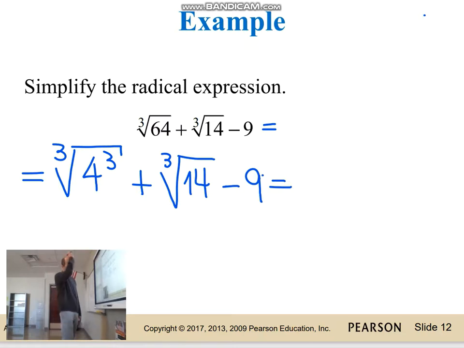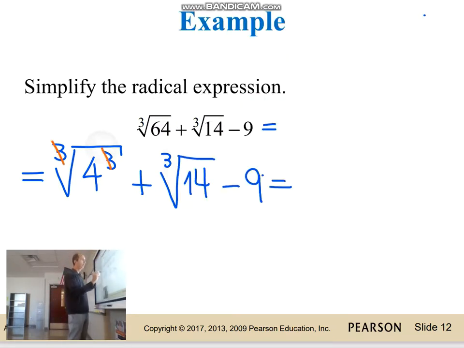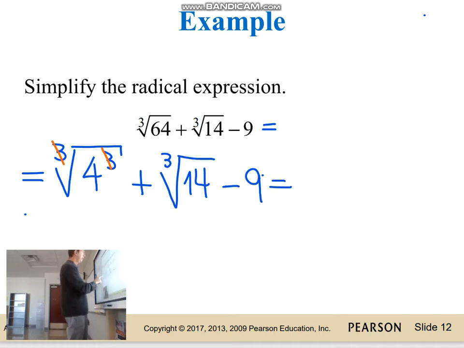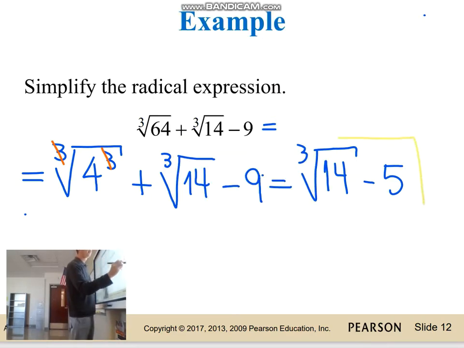As I can see, the only thing possible to simplify is this. We can find the answer for the cube root of 64, which is 4. And then 4 minus 9, we keep this cube root of 14 that we cannot simplify. 4 minus 9, and that's it. That's all the simplification we can do. This is the answer.